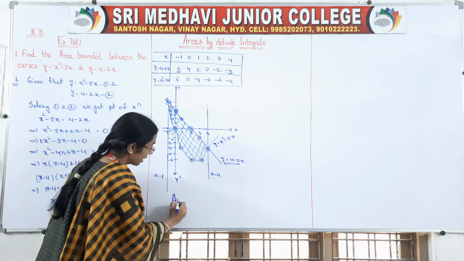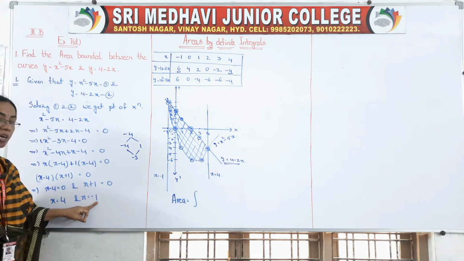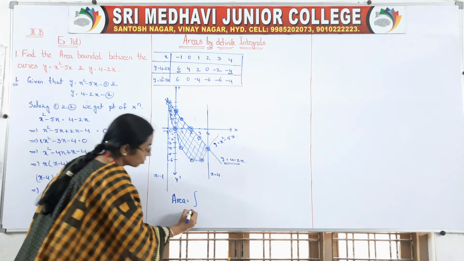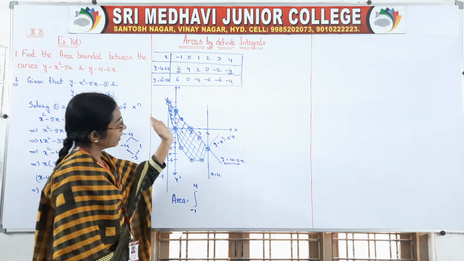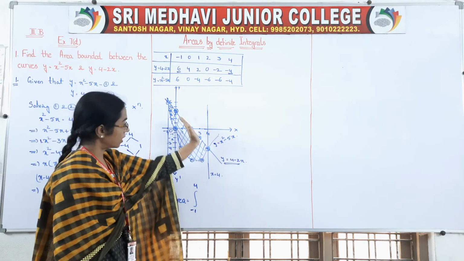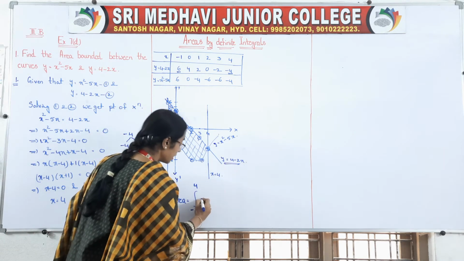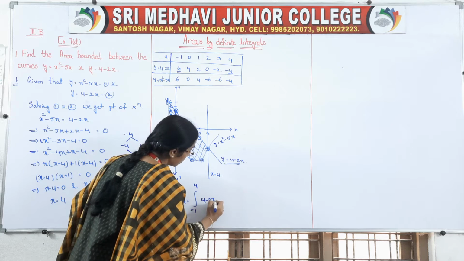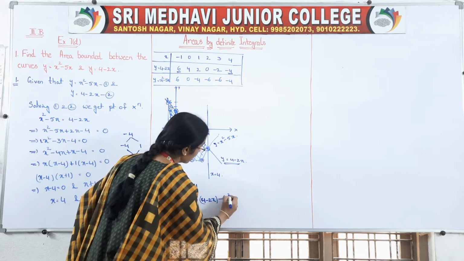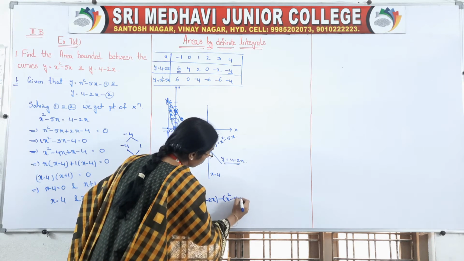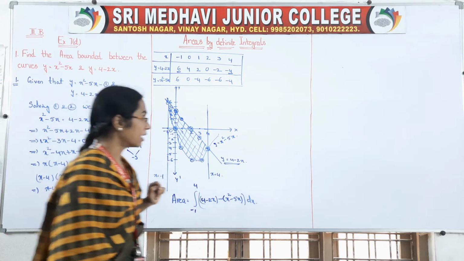So, come on, we will write area is equal to, from which point to which point? x is equal to minus 1 to x is equal to 4, right. And the line is upwards, the curve is downwards. So first comes the line. So what is the line equation? It is 4 minus 2x, okay, minus the curve equation. What is the curve equation? x square minus 5x, okay, into dx. Okay, this is the area.